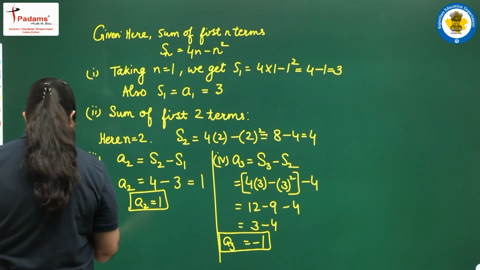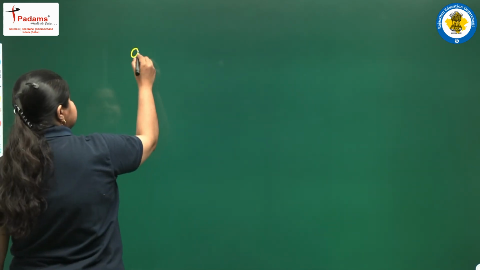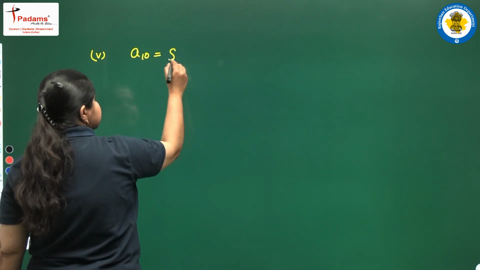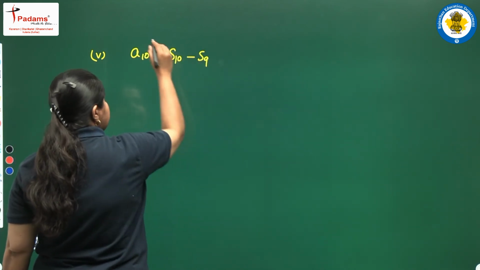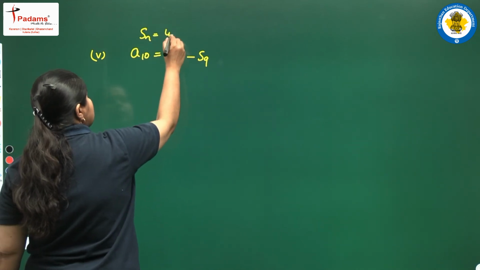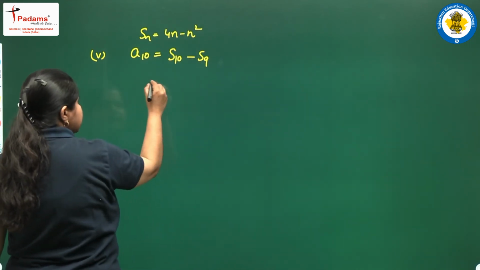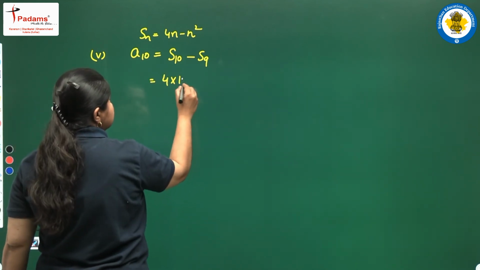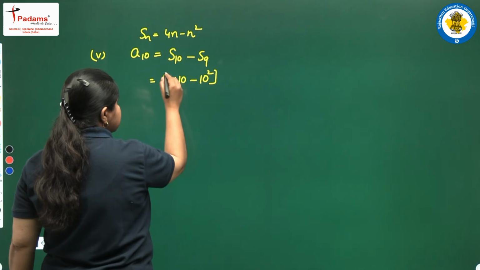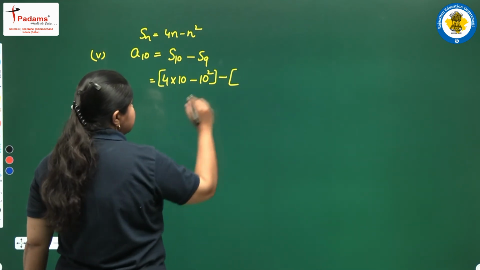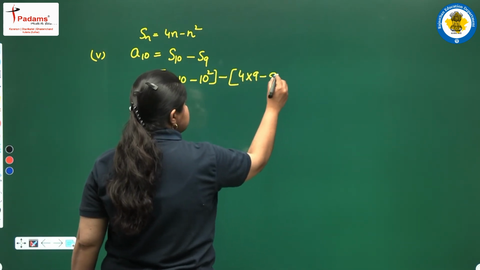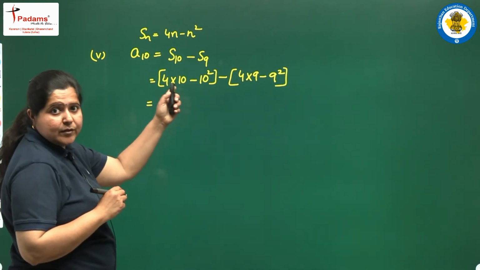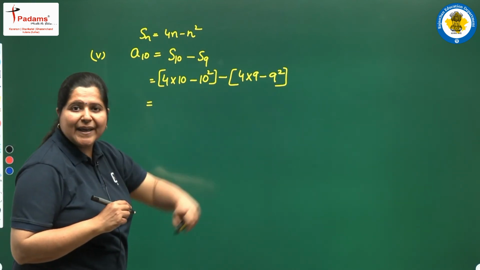Next we have been asked to find the 10th term. This is the fifth part of the same question. To find the 10th term, we will take it as S10 minus S9, and we know that Sn is given as 4n minus n square. So here to find S10, हम n की जगह ले लेंगे 10. This will give us 4 into 10 minus 10 square. ठीक है, this is your S10. And how to find S9? It will be 4 into 9 minus 9 square. ठीक है, जहाँ जहाँ n है वहाँ 10 रखने से हमें S10 मिल गया, और जहाँ जहाँ n है वहाँ 9 रखने से हमें S9 मिल गया.